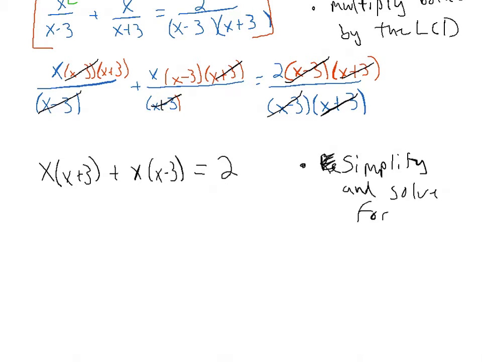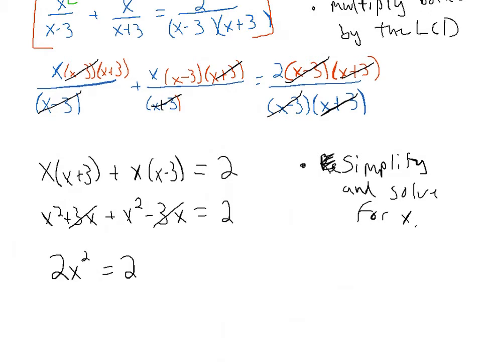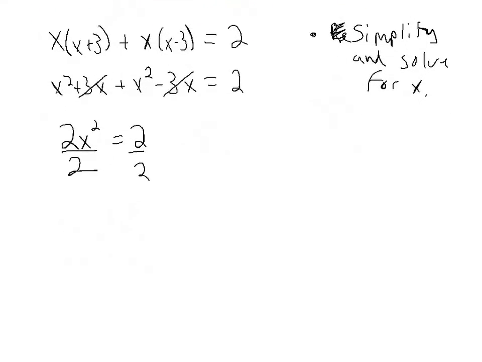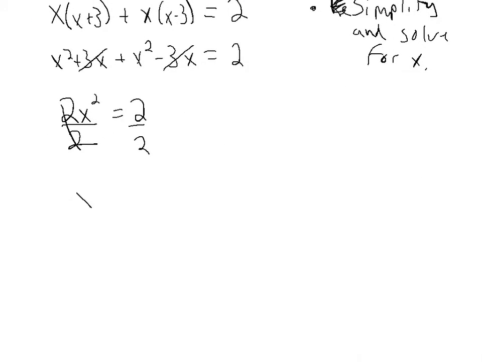Okay, so now if I distribute these x's, I'll get x squared plus 3x, and here I'll have x squared minus 3x is equal to 2. And combine my like terms, I'll have 2x squared. The 3x and negative 3x cancel out, is equal to 2. And now I can divide by 2. And I get x squared is equal to 1. Take the square root of both sides and I can get x is equal to plus or minus 1.